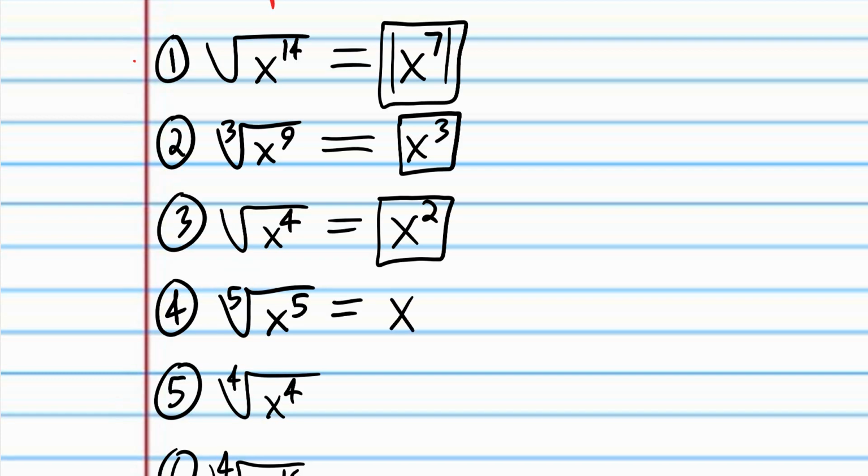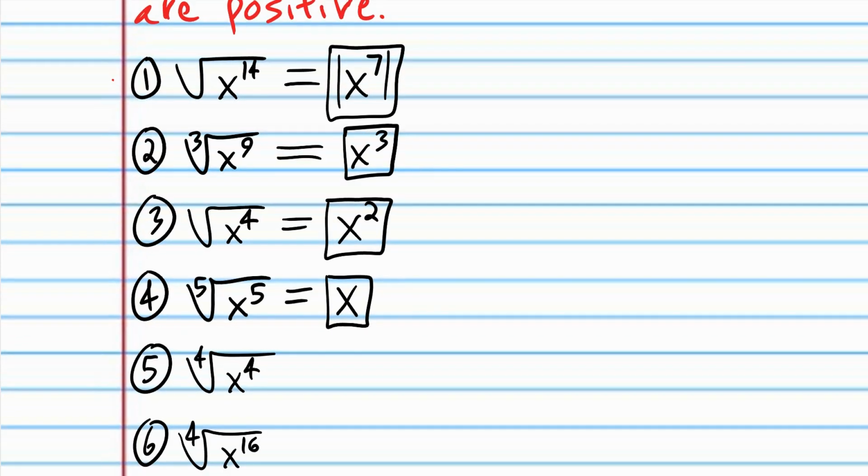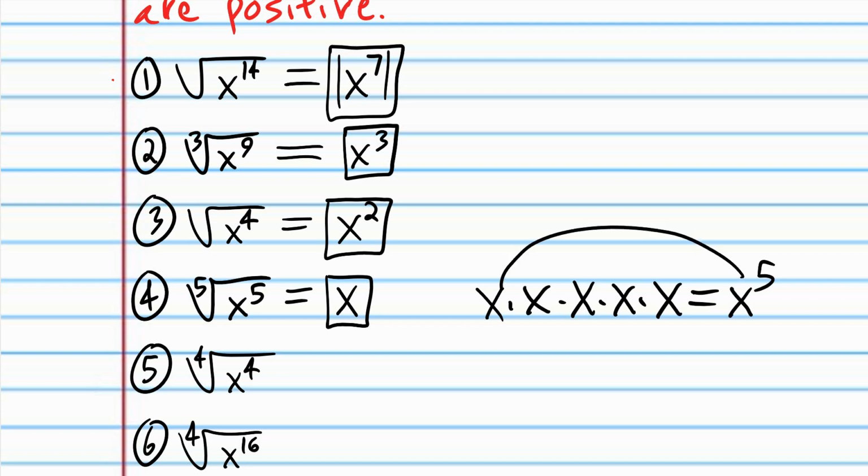And the answer is going to be x. So the fifth root just counteracts the 5 power. A fifth root means what number times itself, and times itself again, and again, and again is equal to x to the fifth. Well, that's obvious. It's just x. So that's how we got that answer.